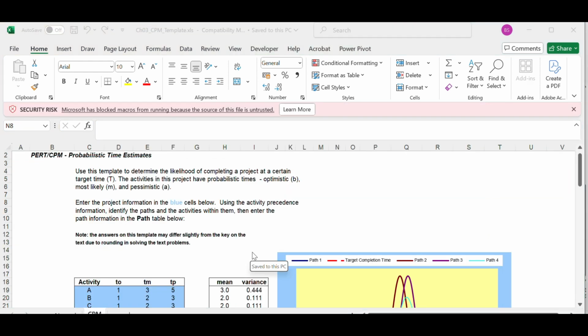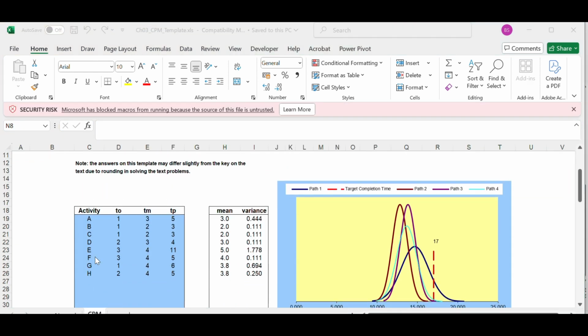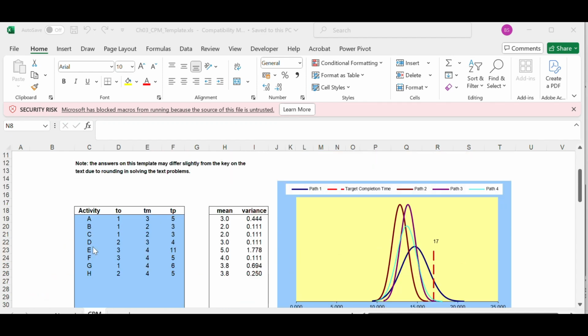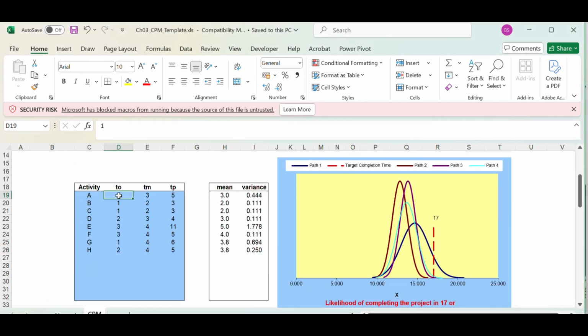Now, this is another example of using PERT, where we have another set of activities. This is the network diagram for this particular problem. Here we have each activity, and each activity has an optimistic time, most likely time, and a pessimistic time. Using these three times, we calculated the mean, that is the expected time, and the variance. We know the formula for each of these parameters, mean and variance, so we calculated them.